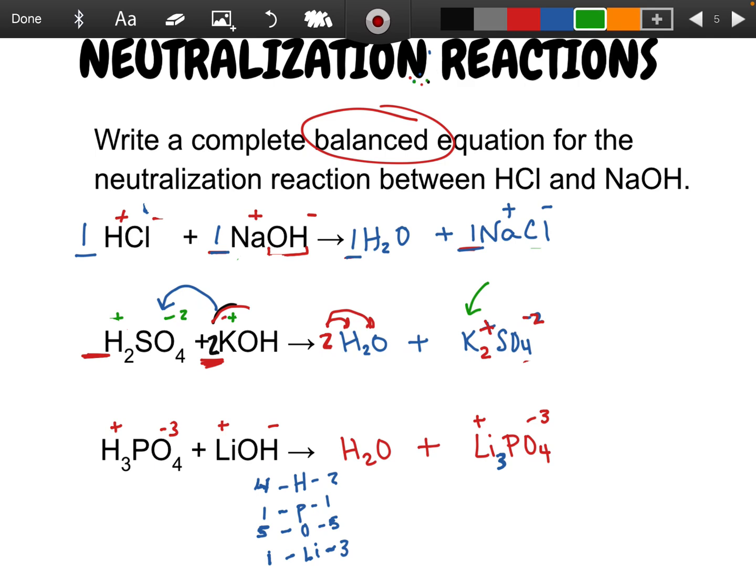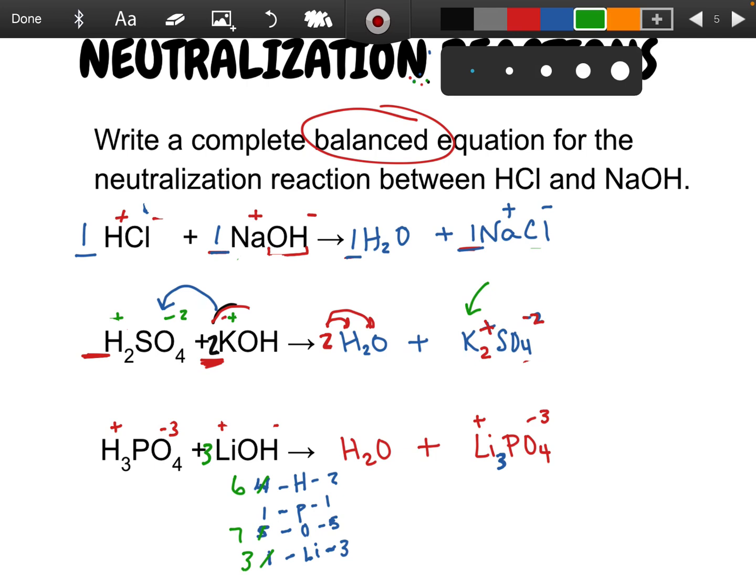So if we have 3 lithiums on the right, I need to put a 3 here. And remember, the 3 applies to the lithium and the oxygen and the hydrogen. So I now have 3 lithiums. Here I have 3 oxygens, but over here I have 4 more, so that's 7. And then I have 3 hydrogens, plus 3 more would be 6 hydrogens. And so now my lithium is balanced. The only thing that's off is hydrogen and oxygen.